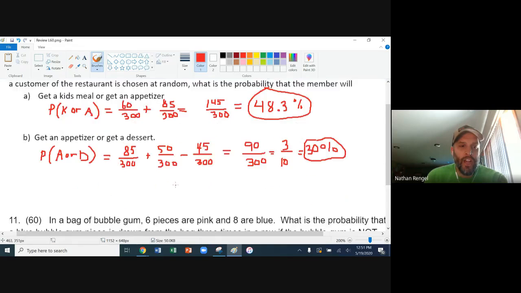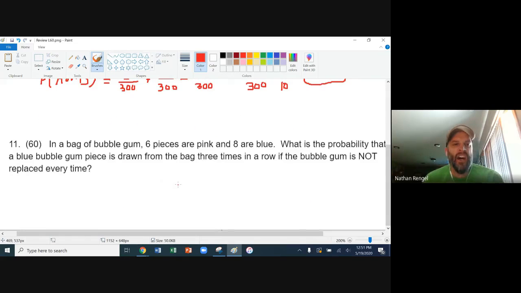All right, we'll scroll down to number 11. In a bag of bubble gum, 6 pieces are pink, 14 are blue. Keep track of that. That's your sample space. You got 20 pieces of gum in your pack. What is the probability that a blue bubblegum piece is drawn from the bag 3 times in a row if the bubblegum is not replaced every single time? So you're going to probably eat it. So what's the chances of getting blue? Our first time we reach into that bag, you have an 8 out of 14 chance, because there's 8 pieces of blue, 14 total.